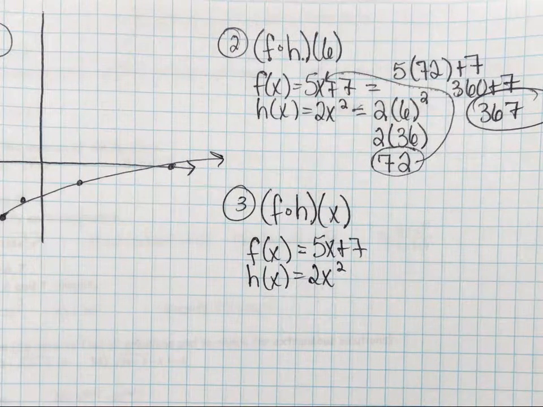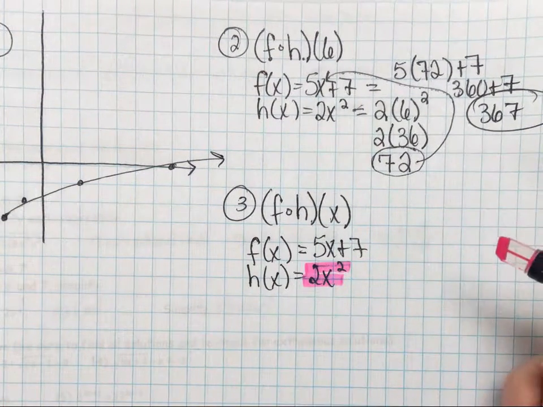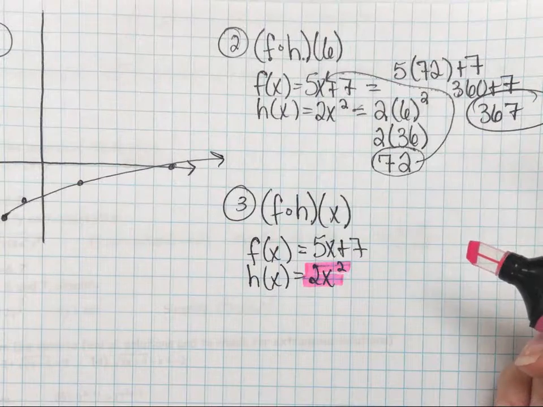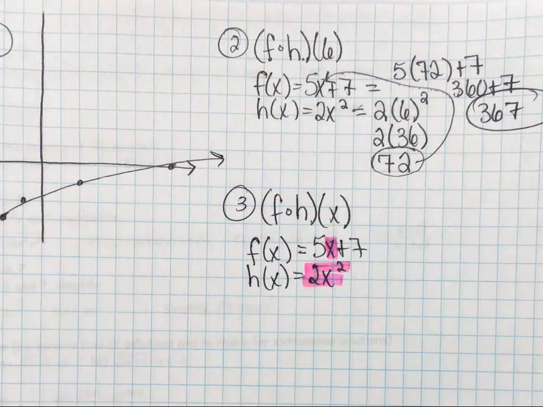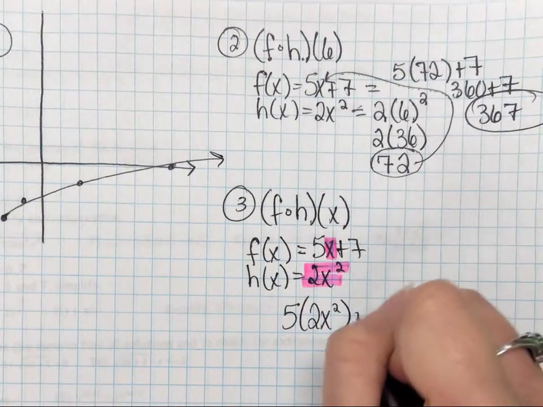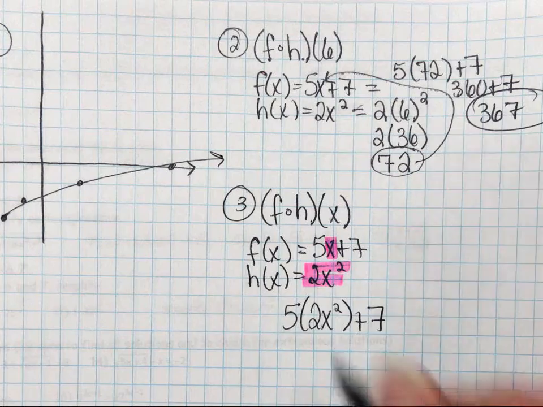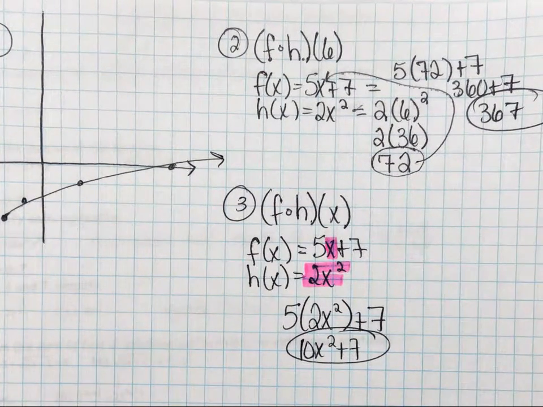2x squared. 2x squared. And we're going to plug that into f of x. So what would we plug that into? Where would that go? Next to the 5. Next to the 5, into the x right there. Okay. So it's going to become 5 times 2x squared. It would be 10x squared plus 7. Yep. And that's what you would pick on your test.